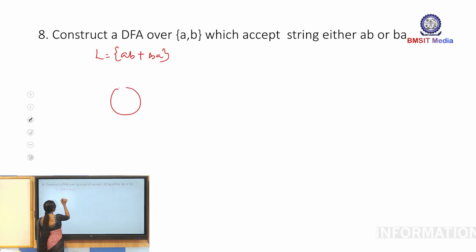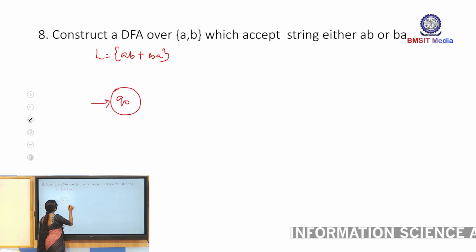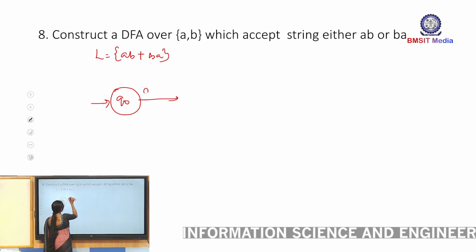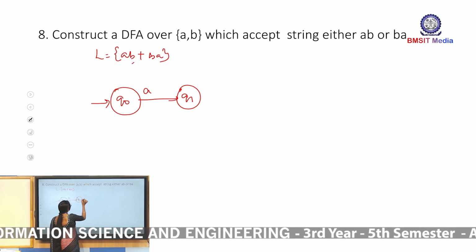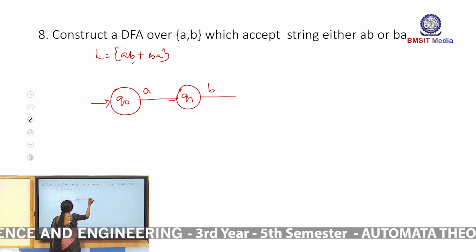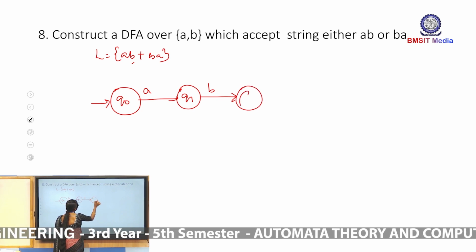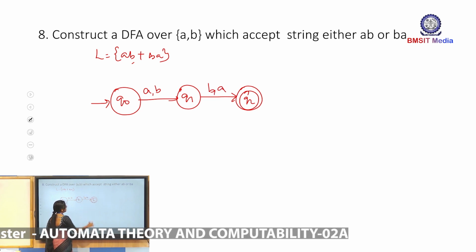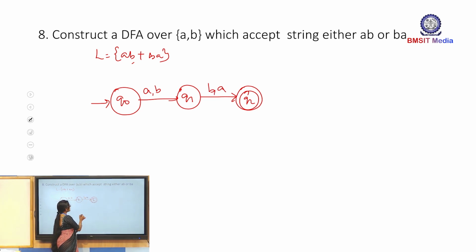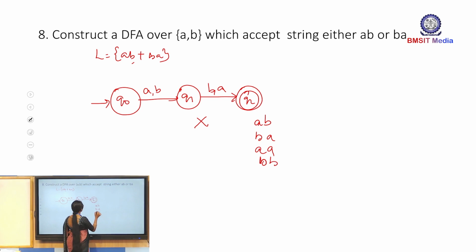Now one way is this. I'll start with Q0, and on seeing an A, I make a transition to Q1, and then being in Q1, on seeing a B, I make a transition to Q2. Now because I have OR here, I add a comma B, comma A. If you see this, this is actually a wrong DFA that I have drawn here, because this accepts AB, BA, AA as well as BB.